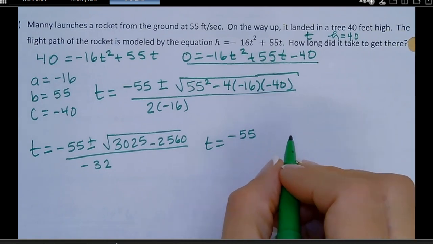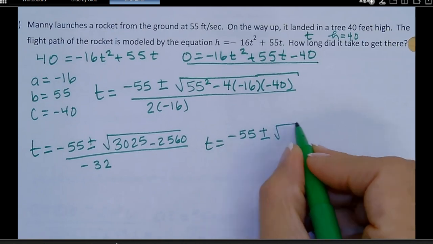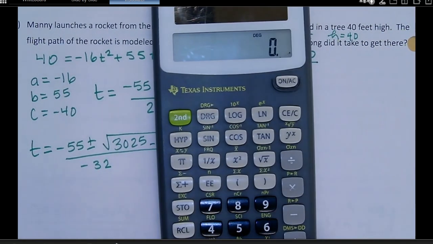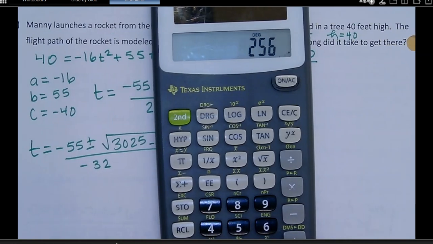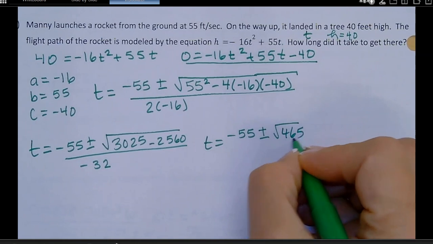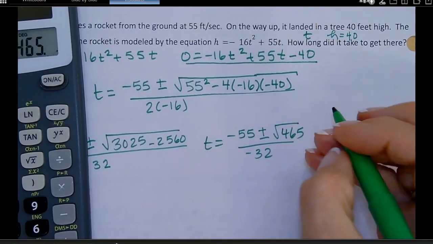What did I just decide? Plus or minus the square root of 3025 minus 2560, 465, all over negative 32. And so now I'm going to actually do that as a decimal.